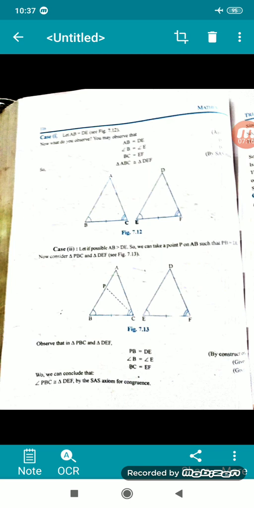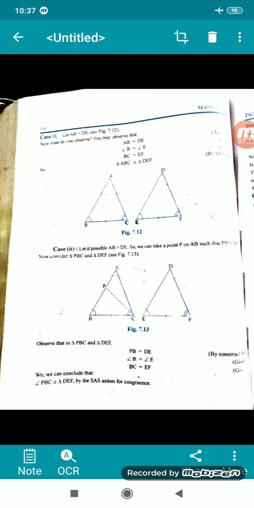Let, if possible, AB be more than DE. So we can take a point P on AB such that PB is equal to DE. Now consider triangles PBC and DEF. Please see in the figure.